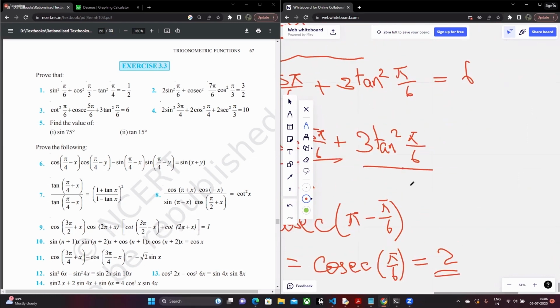Again, 3 times tan square pi by 6. That is going to be 3 times 1 by root 3 the whole square, because tan and cot are basically in an inverse relation.